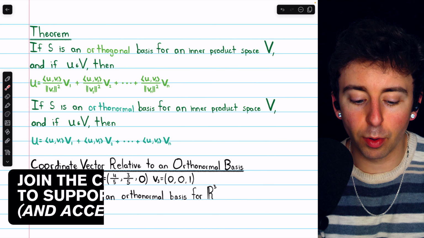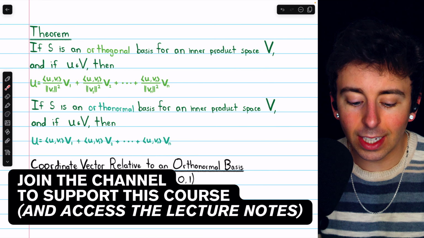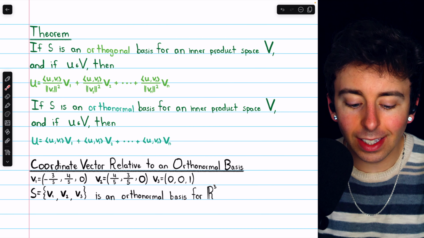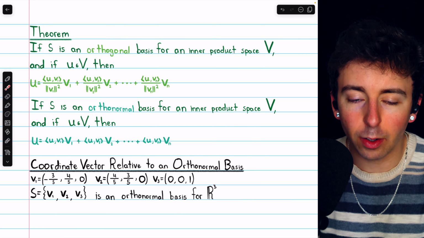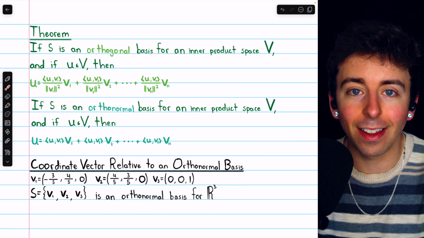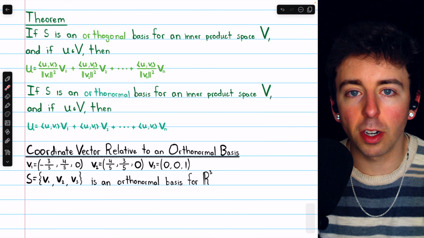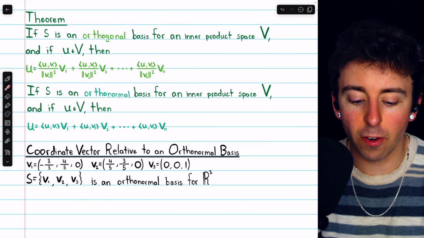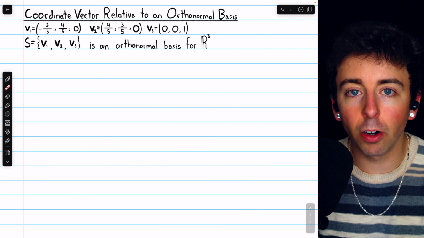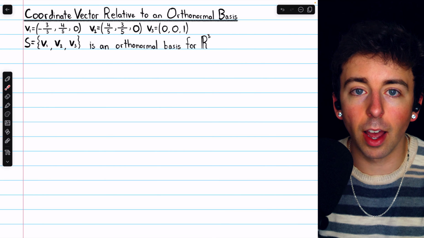We previously proved this theorem, telling us how we can write any vector from an inner product space as a linear combination of vectors from an orthogonal or orthonormal basis for that space. I'll leave a link in the description to the video where we introduced and proved this theorem. Today we'll do an example of writing a vector in terms of orthonormal basis vectors. We'll also write the coordinate vector relative to that orthonormal basis.